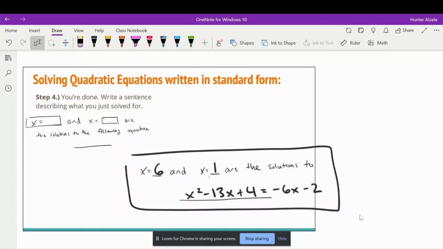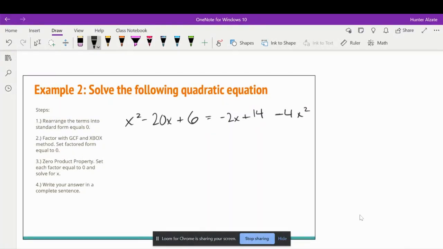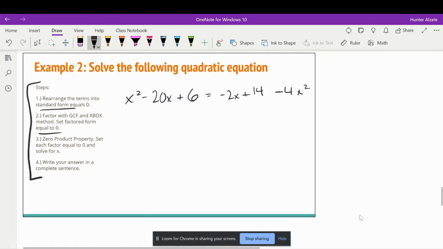Okay, so let's do one more example together. Again, if you're feeling already pretty confident with this, then go ahead and try some of the Delta Math. If you aren't, then continue on with this video and maybe write this example down in your notes. Okay, so rearrange the terms. So here's all the steps kind of written in small. Let's do step 1 and step 2 on this slide.